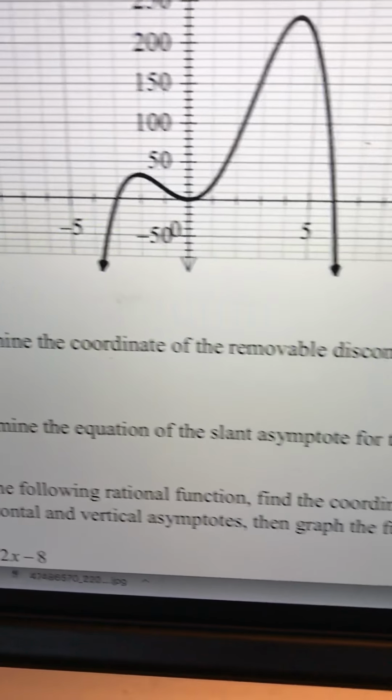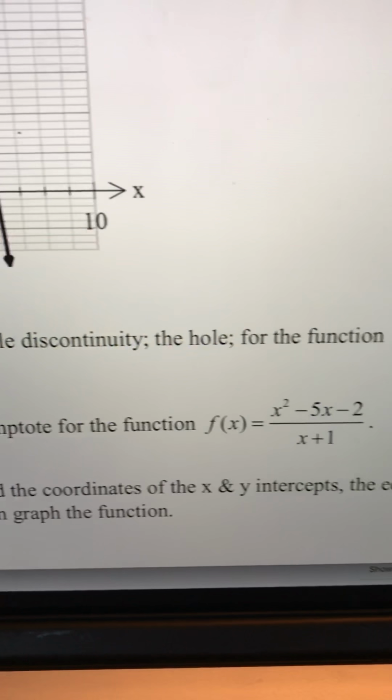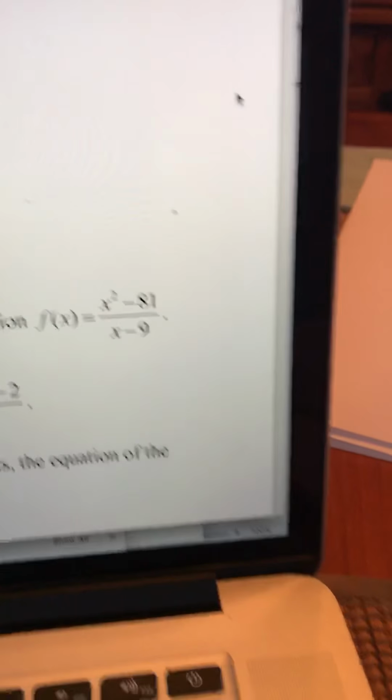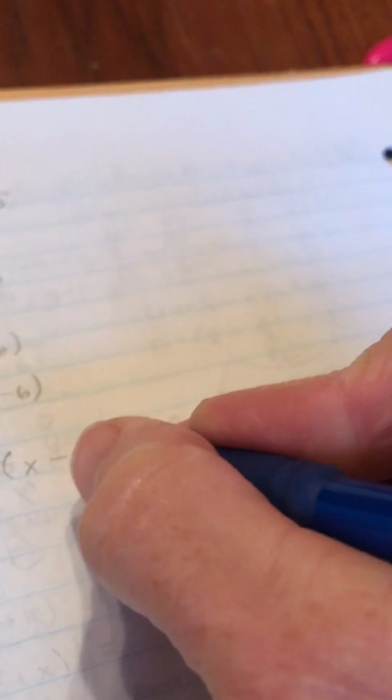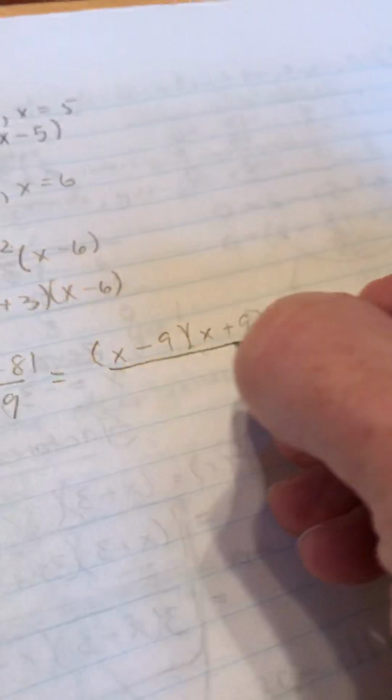Number 42 says determine the coordinates of removable discontinuity, the hole, for the function f of x equals x squared minus 81 over x minus 9. All right, so this function has an undefined spot when its denominator is 0. But instead of being a vertical asymptote like it usually is, it turns out to be a hole, and that's because this numerator factors, difference of 2 squares, and that x minus 9 in the denominator actually cancels.